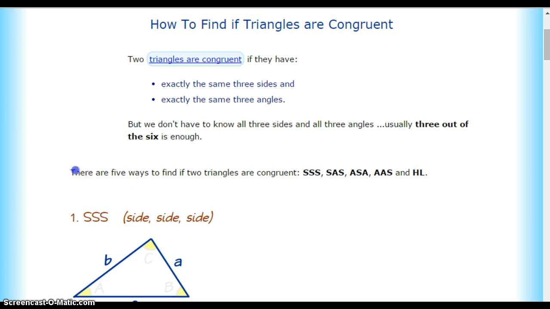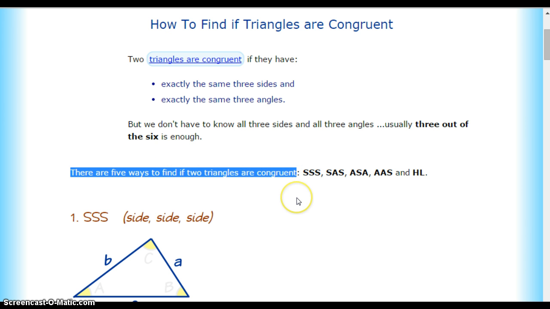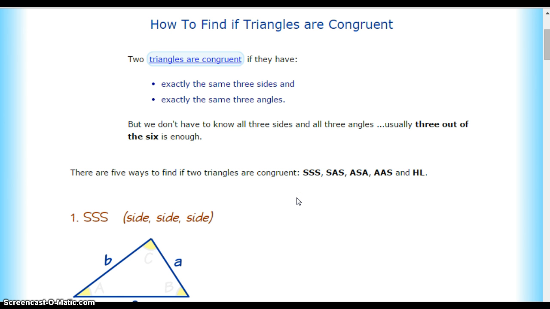Then here it says there are 5 ways to find if 2 triangles are congruent. Here they use the word find, but we can also use the word make 2 congruent triangles or draw 2 congruent triangles. So these are 5 ways to find or check or draw or construct 2 congruent triangles. And the 5 ways are here: SSS, SAS, ASA, AAS, and HL.